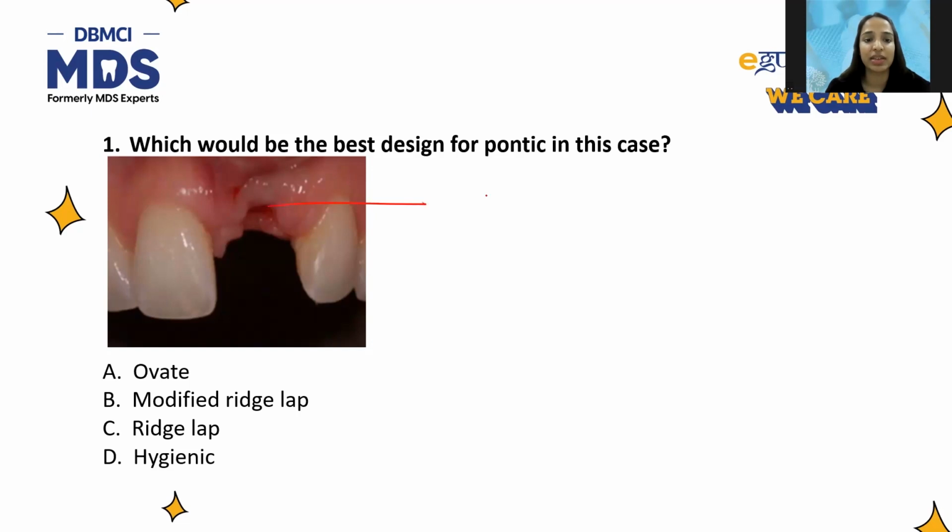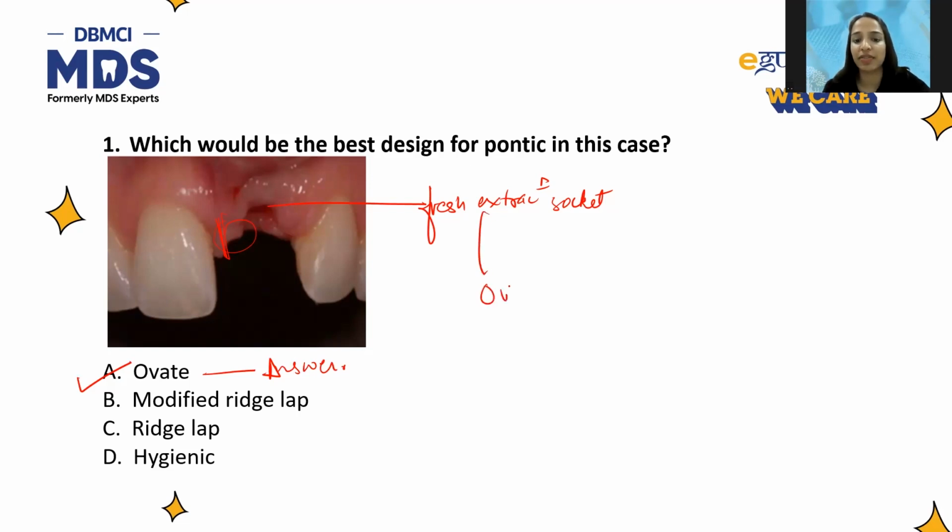Now, as you can see, this looks like a fresh extraction socket. You can see even the papilla. What I have seen in the exam is some amount of midline space was also present here. So generally here, when a fresh extraction socket is there, the correct answer becomes ovate Pontic. Ovate Pontic becomes our correct answer for this particular situation. When we have a fresh extraction socket, our choice of Pontic becomes ovate Pontic.